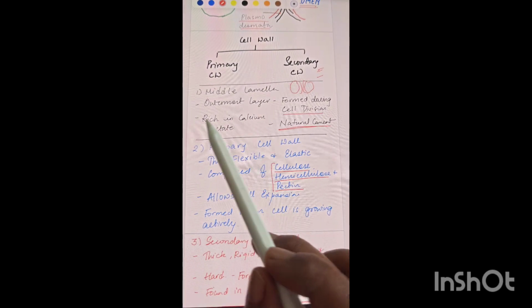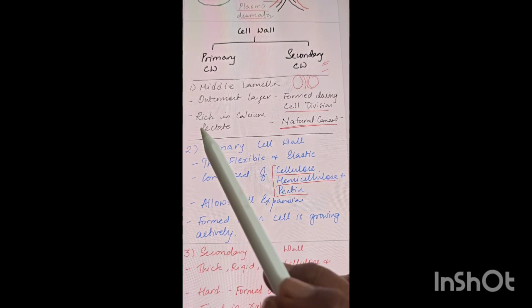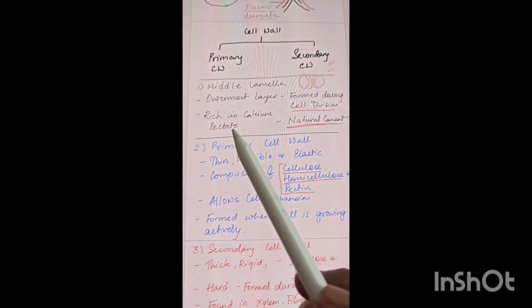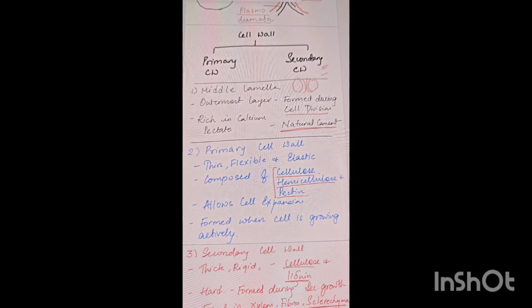So what is the middle lamella? It is the outermost layer. It is formed during cell division, and it is rich in calcium pectate. That's why it is very strong, and it acts as a natural cement.